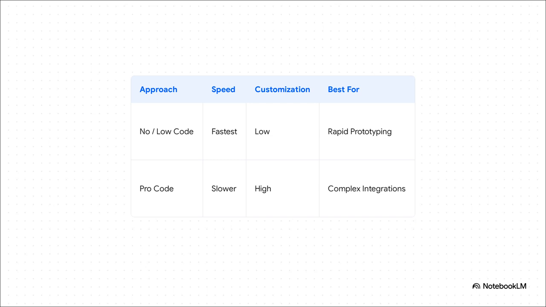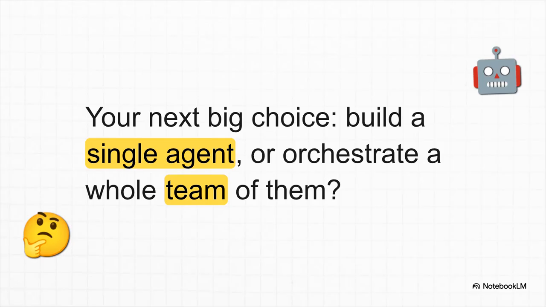Get something working, and then you can deepen your approach as the use case gets more serious. Okay, so once you've picked your tools, you've got another fundamental architectural choice staring you right in the face. Do you just need one agent to do a specific job, or do you need to build a whole team of specialized agents that can work together?